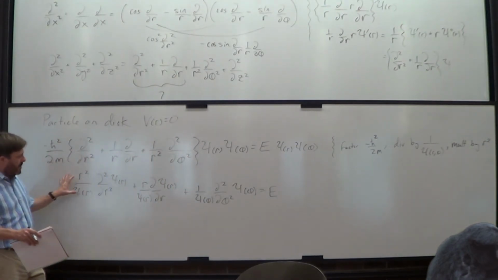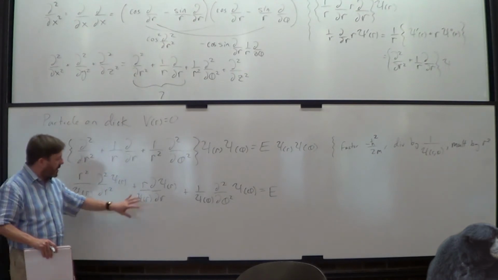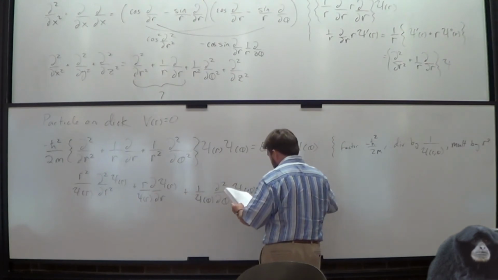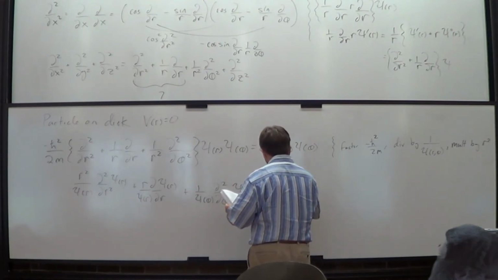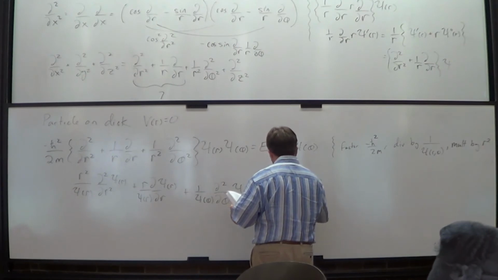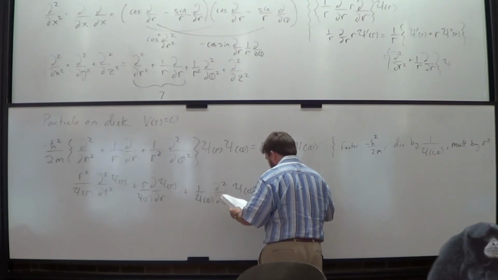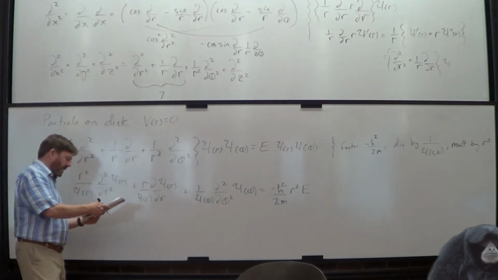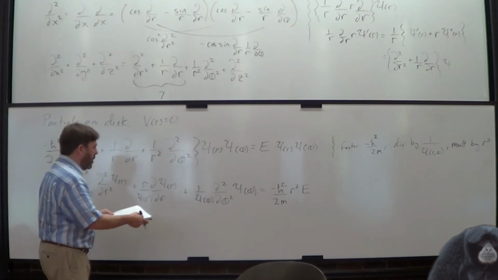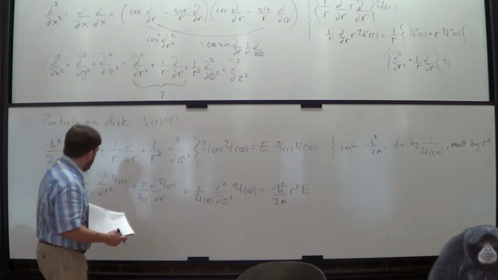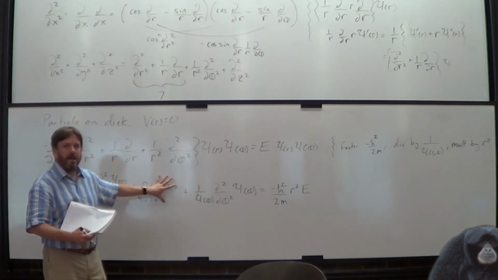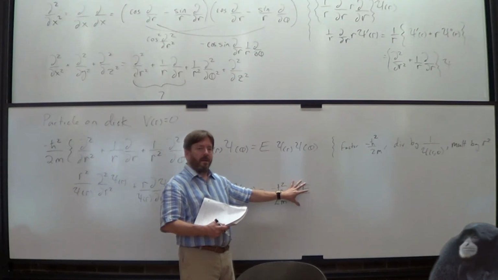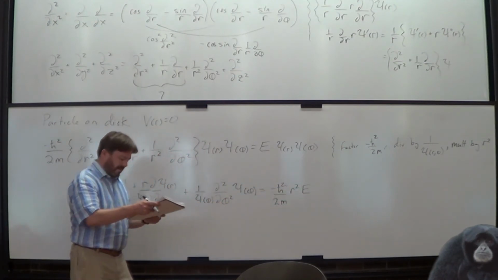Okay, this is separated. A term with R. Wait one second, what have I done? No, sorry. Minus h bar squared over 2m r squared E. Sorry, yeah, I told you I need some factoring, right? I just forgot about that. Okay, a term with R, and then a guy by itself.